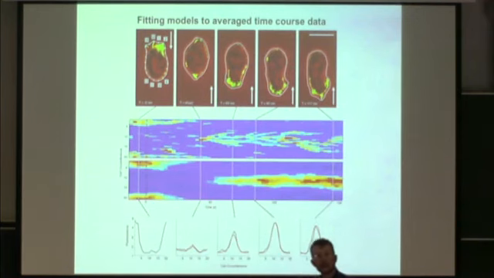A question? Yes. So are these relatively early stage cells, so there's no real intrinsic polarization? These are vegetative cells, yes.